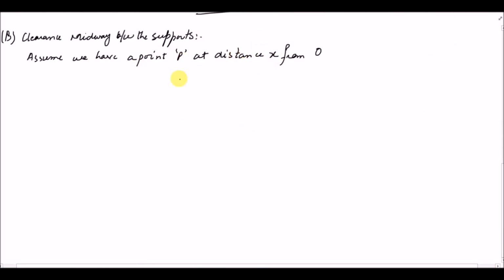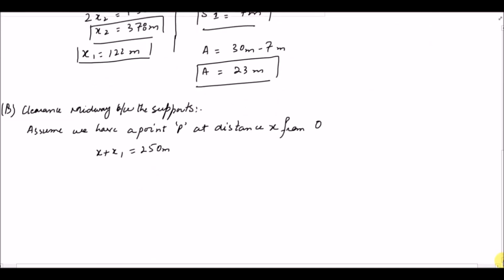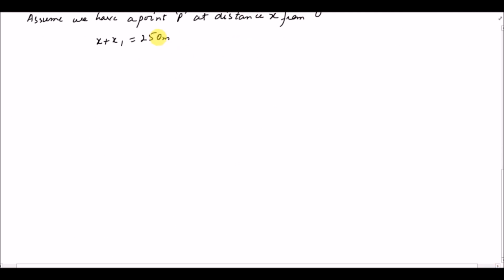So now if I have to find this x, we know that x plus x1 is equal to 250 meter, right? Because x1 is a value that we already know. We are assuming that this particular point P is actually at the center of the transmission line. So addition of x1 and x will give you the value which is half of the total line span, so it is 500 meters. So x plus x1 is equal to 250 meter, and from there we can calculate x is equal to 250 minus x1, which is 250 minus 122, and x will be equal to 128 meter, right?